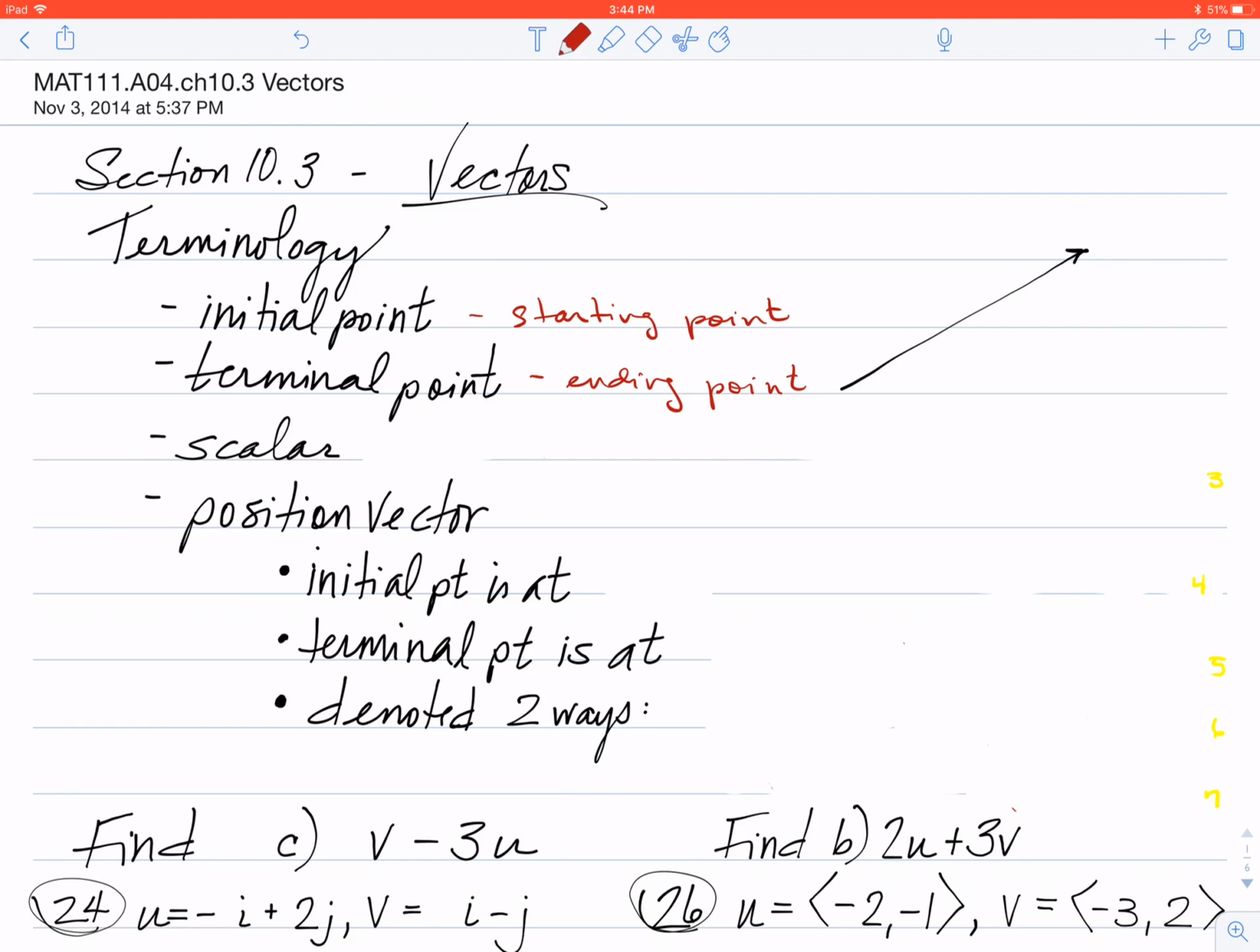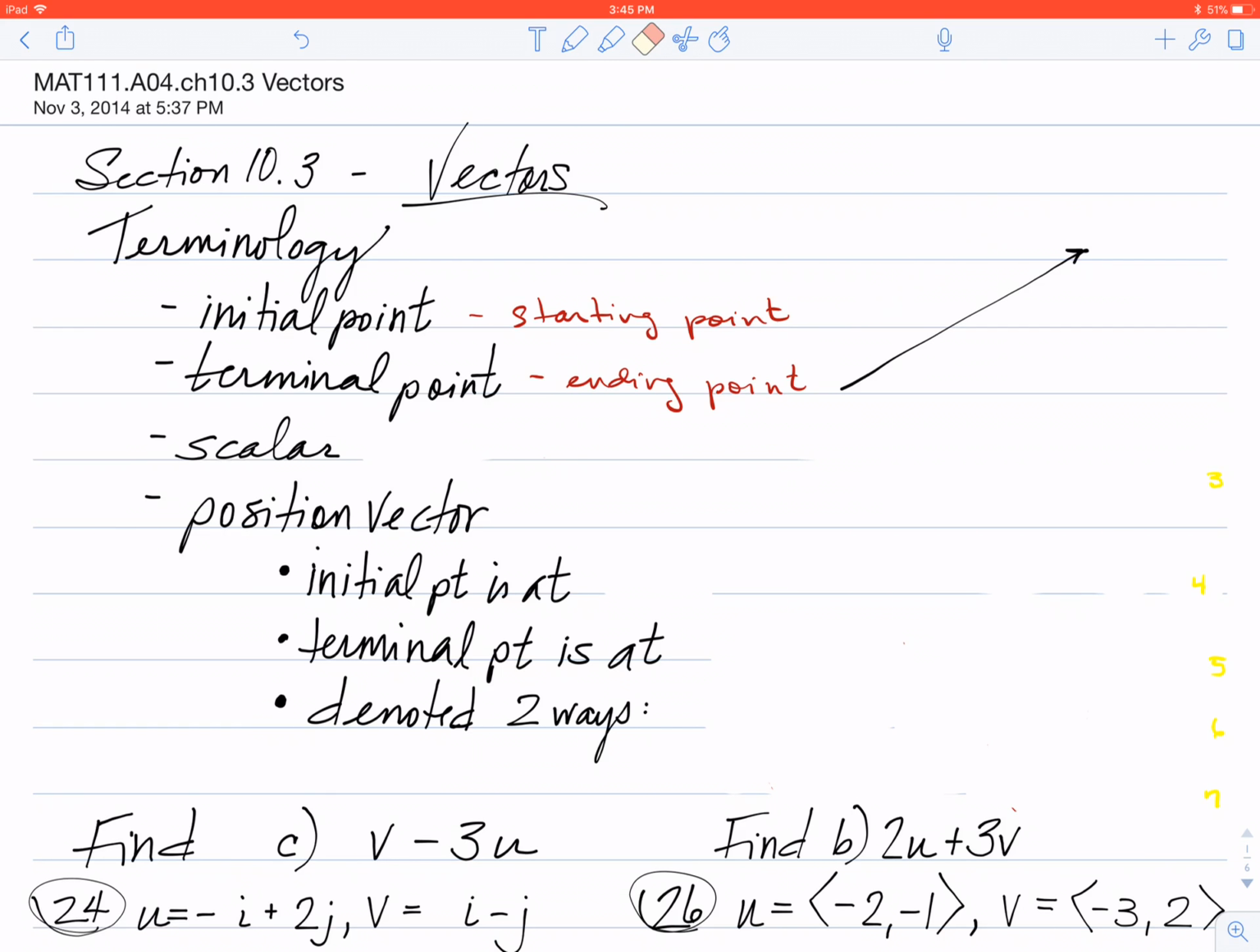A better way to draw a vector would be just to draw a normal segment that has an arrow somewhere in the middle. This shows that I have definitely a starting point, I have an ending point, and that this arrow tells me what direction my vector is going. We're not going to draw our vectors like this because that's not the common universal way to do that, but please understand that this arrow does not say it goes on forever. This arrow tells me which direction my vector is going.